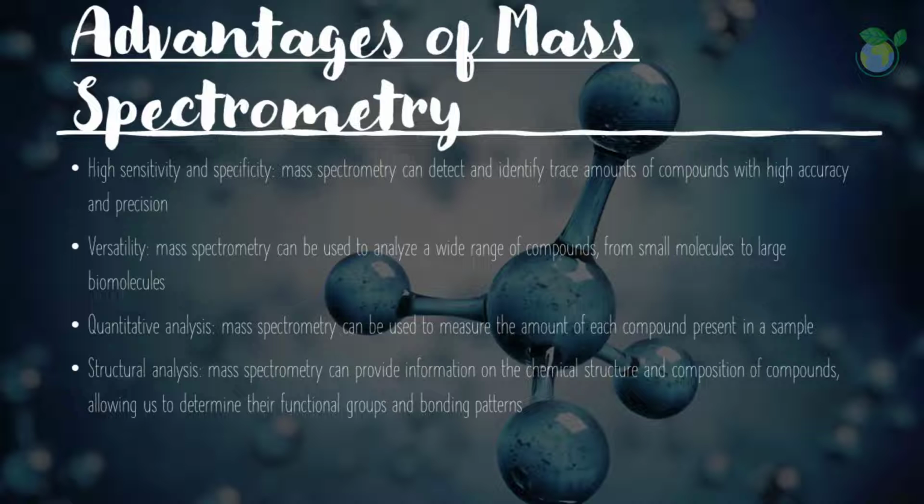Versatility. Mass spectrometry can be used to analyze a wide range of compounds, from small molecules to large biomolecules. Quantitative analysis. Mass spectrometry can be used to measure the amount of each compound present in a sample. Structural analysis. Mass spectrometry can provide information on the chemical structure and composition of compounds, allowing us to determine their functional groups and bonding patterns.